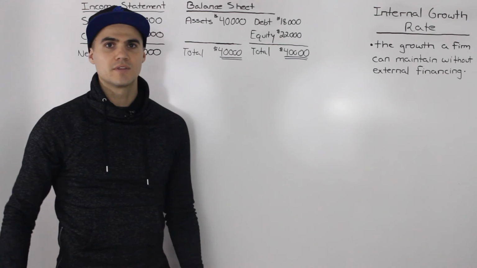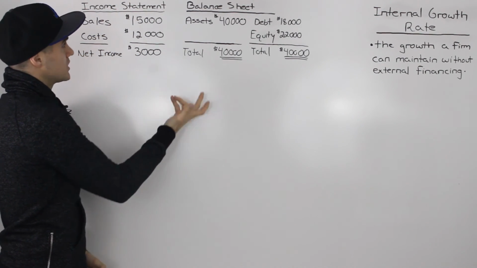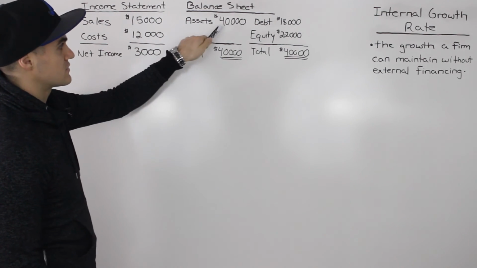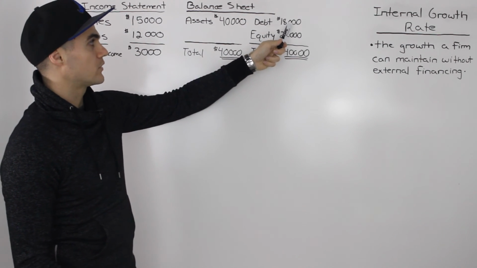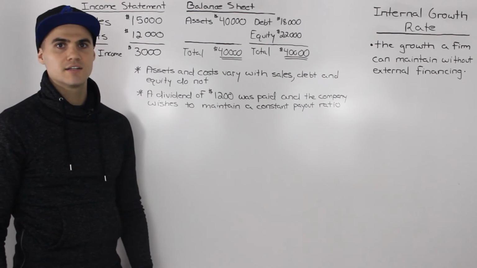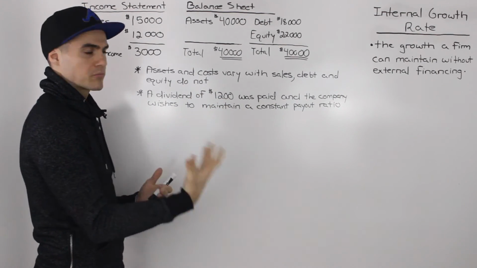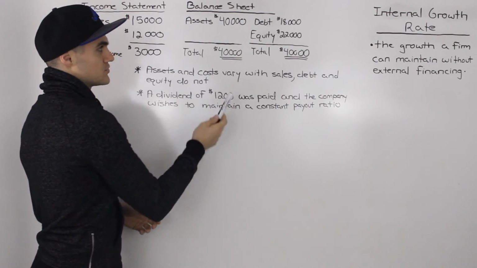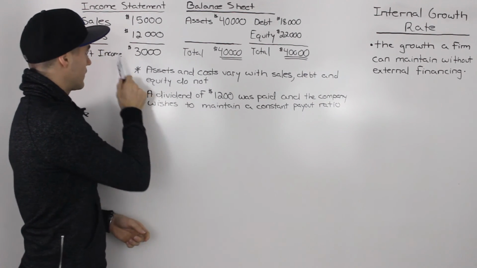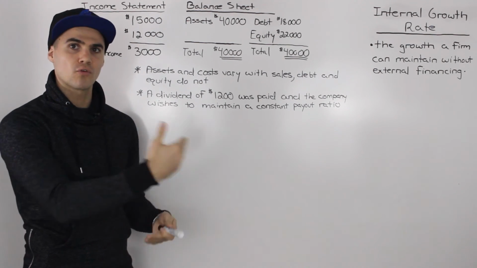So in this specific example, we have the two most recent financial statements, the income statement and the balance sheet. The income statement has a net income of $3,000, the balance sheet has assets of $40,000, and then debt and equity of $18,000 and $22,000 respectively, and both sides balance. In addition to the financial statements, we're also told that the assets and costs vary with sales, or they're proportionate to sales. The debt and equity do not vary with sales. And then also a dividend of $1,200 was paid on this net income, and the company wishes to maintain a constant payout ratio for the future.